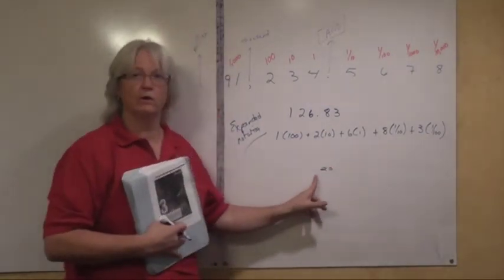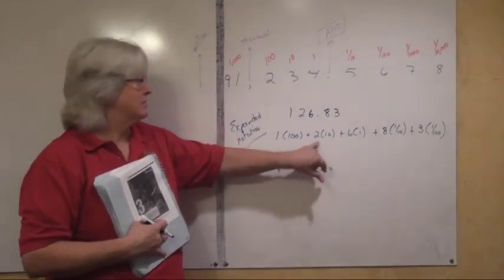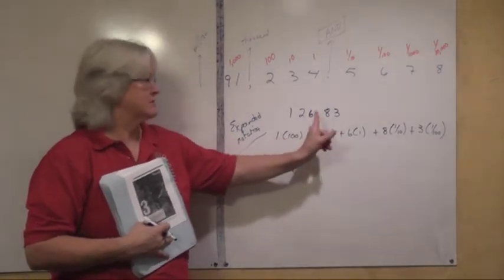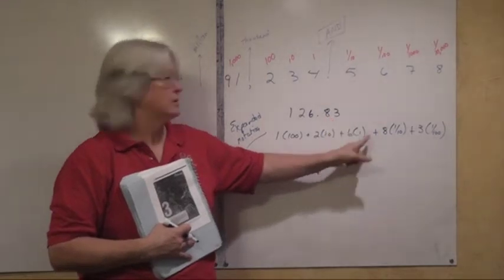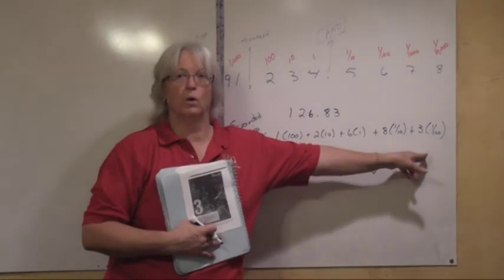Well, doesn't this value right there, if we had only a 2, that would be 20. Well, isn't it? That's because we have a 2 in the tens place. 2 times 10 is 20. The 6 is in the units place, so we have 6 times 1. And now we have 8 tenths, and we have 3 hundredths.